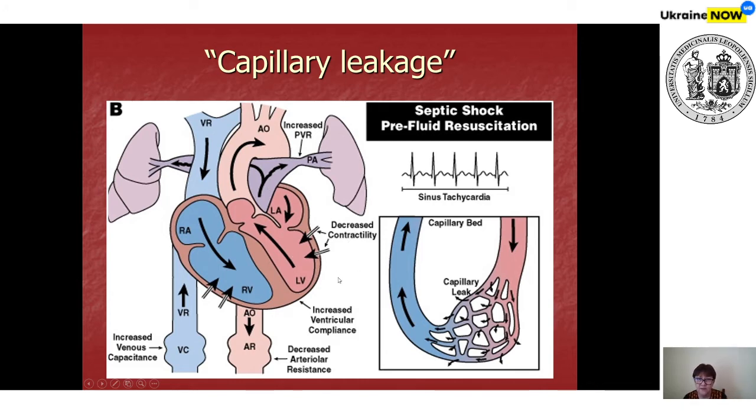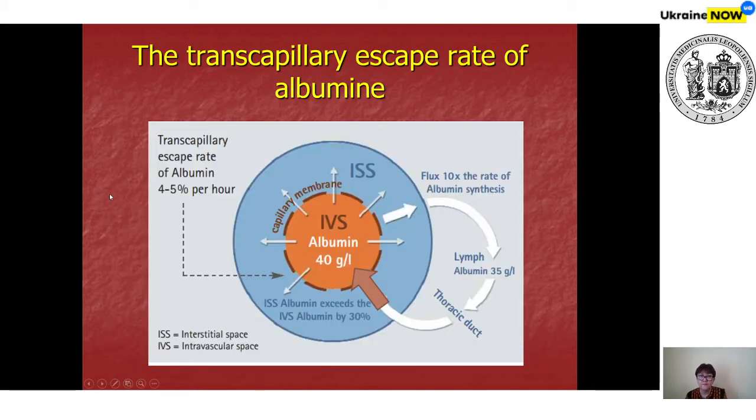Such mediators can damage myocardium, so increasing ventricular compliance and decreasing contractility. And on the capillary level, they damage the glycocalyx, leading to capillary leakage. So there are many causing points for hemodynamic destabilization and septic shock.